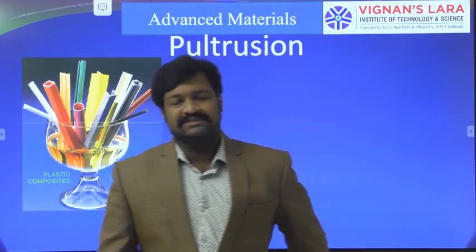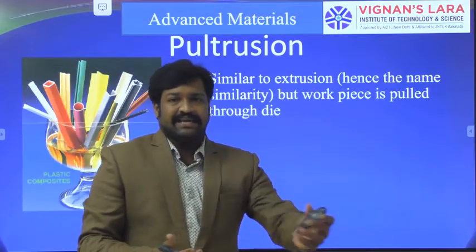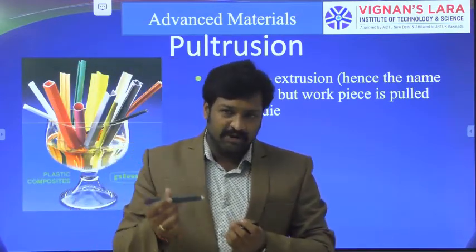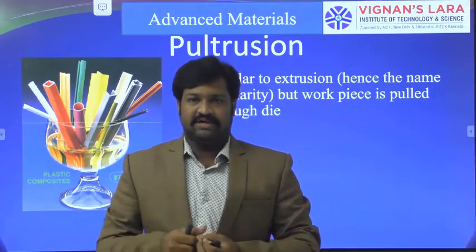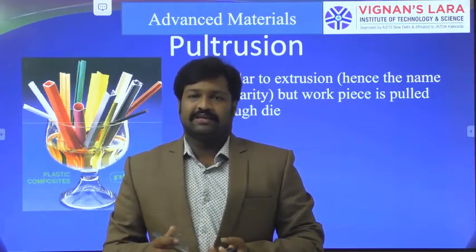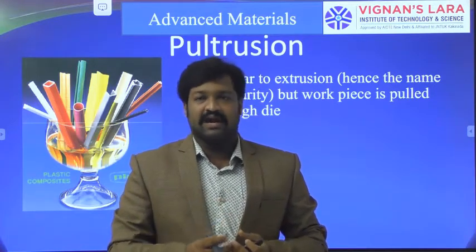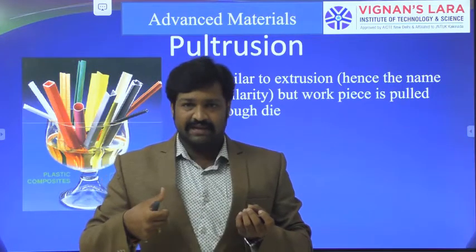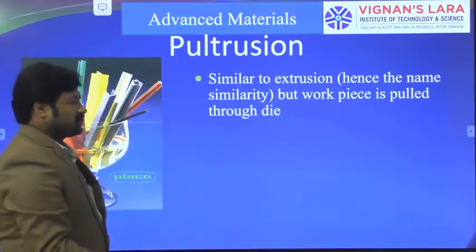Pultrusion process is similar to extrusion process. The only thing is, in extrusion process the component is coming out of the die, whereas in Pultrusion process we are pulling the component. Here in the die itself, the matrix and fibers are mixing together and we are pulling the materials from the die, so the process is called Pultrusion process.